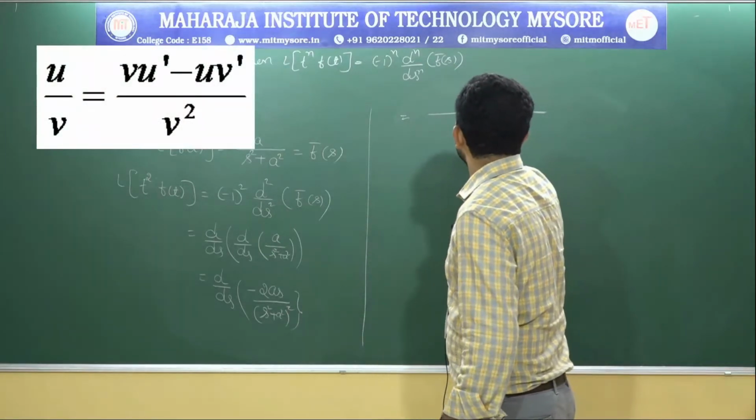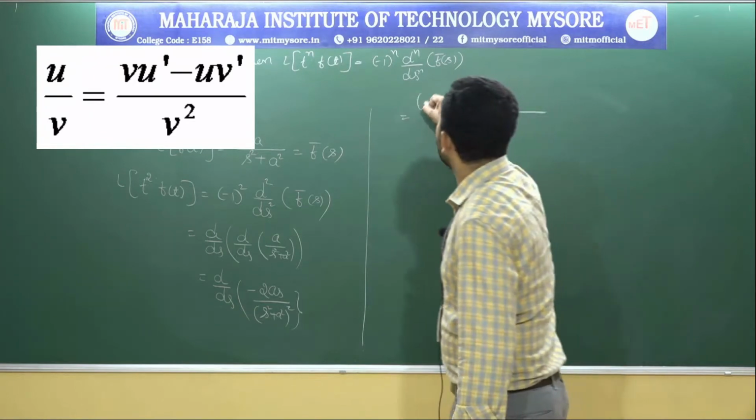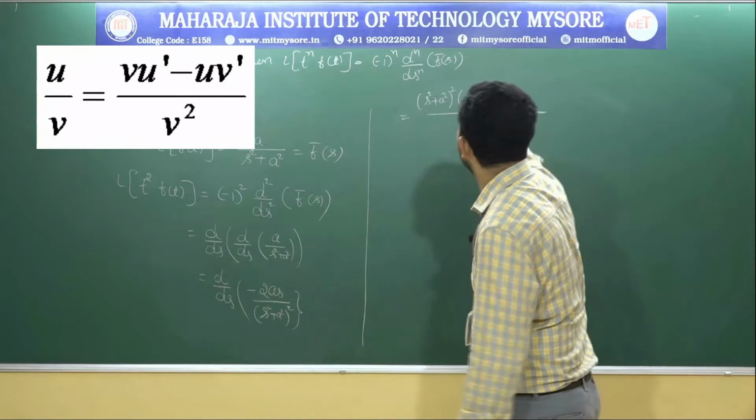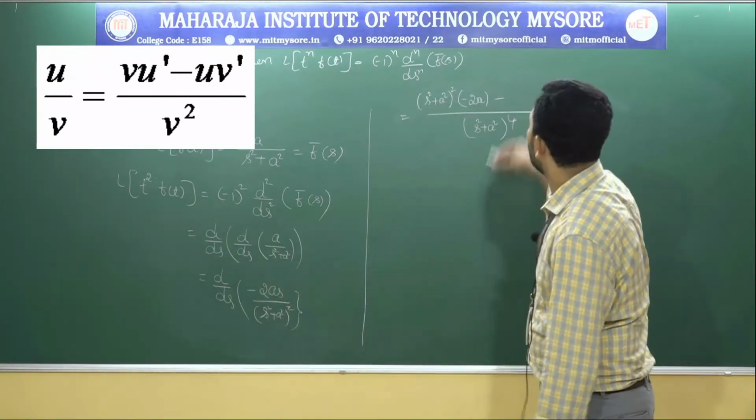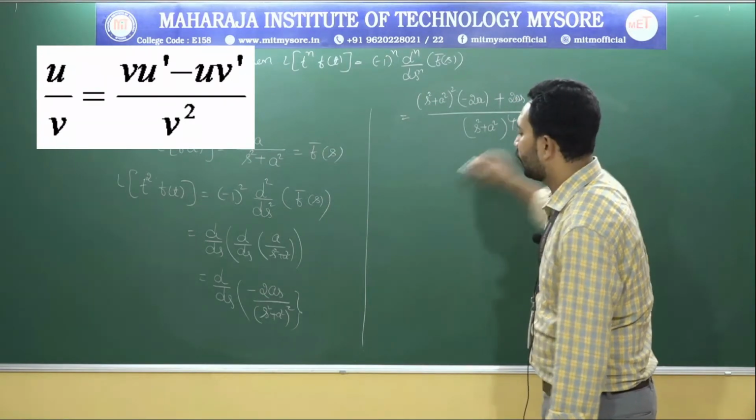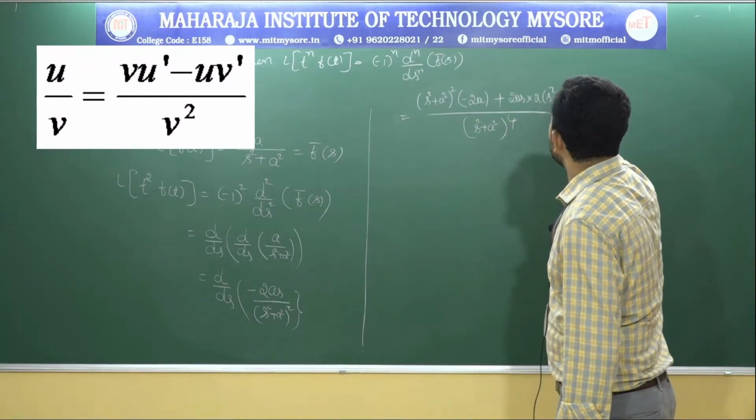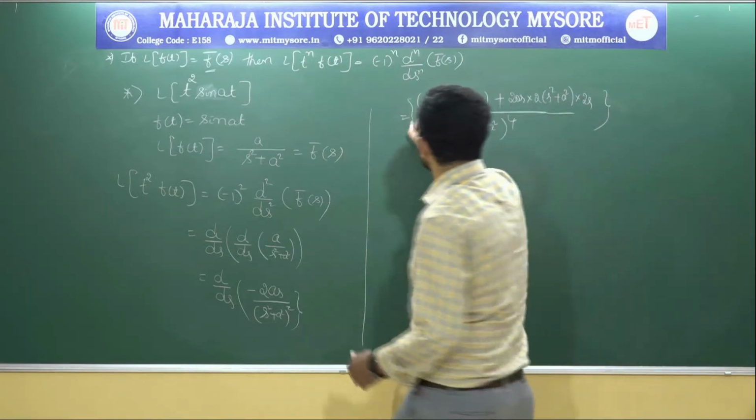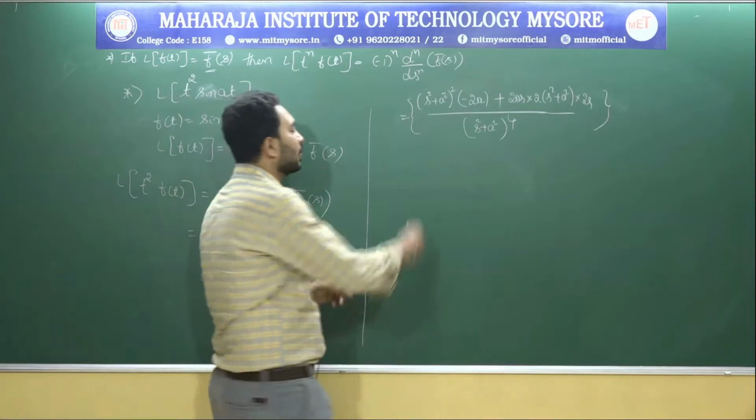Denominator square, (a square plus s square) power 4. Denominator into (s square plus a square) whole square into differentiation of numerator, which is minus 2a, minus numerator into, already we have minus 2as, so plus 2as into differentiation of denominator, (s square plus a square) whole square, it is 2 into (s square plus a square) into 2s. So this is the differentiation for minus 2as divided by (s square plus a square) whole square.